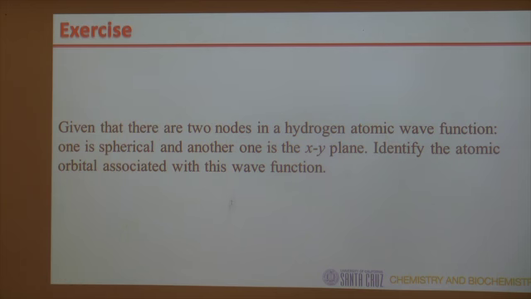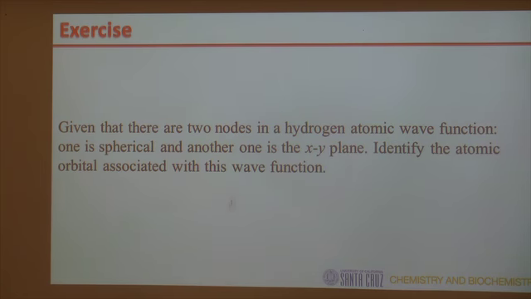And obviously there are two. But we only know there are two nodes. We don't know how many radial nodes and how many angular nodes. So we need this sentence. We have one XY plane, one plane, that means the angular node, AN, equals 1. And another one is spherical, that's the radial node. So RN equals 1. Okay, and we know angular nodes equal what?